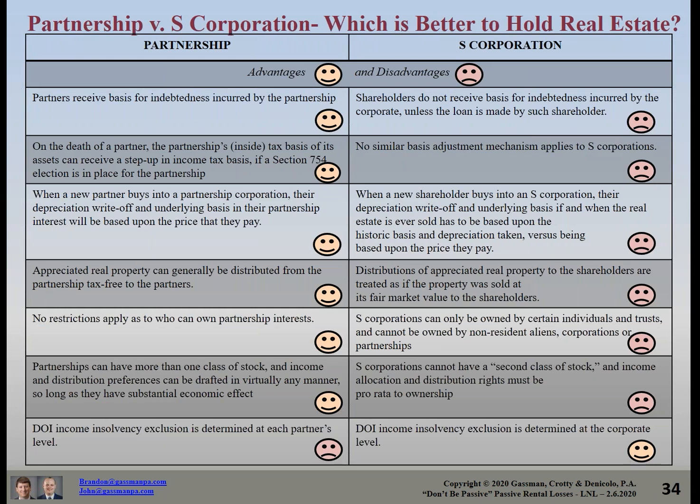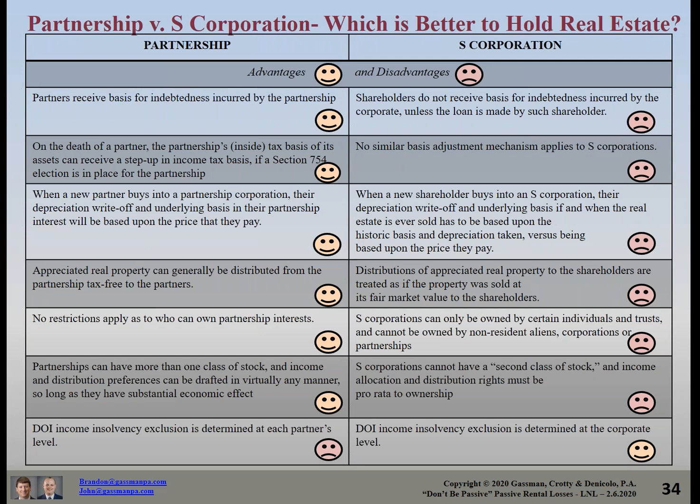So when a partner dies or when a new partner buys into the partnership, you can receive what is the equivalent to a step up in basis on the inside assets of the partnership. Whereas if you have that real estate held in an S corporation, only the stock of the S corporation is going to get a step up and the underlying assets do not. So there's still built-in gain that would have to be paid. Whereas in a partnership, everything equals out to the current fair market value.